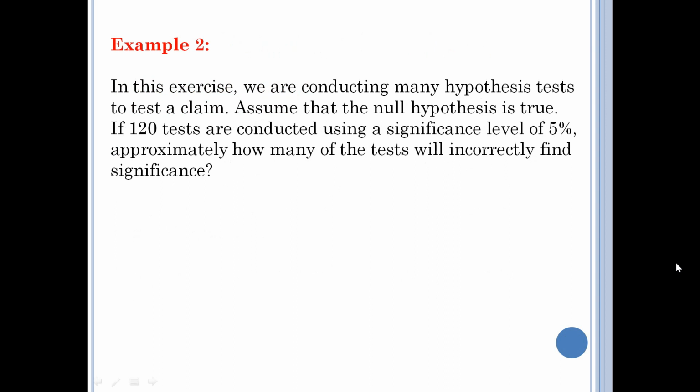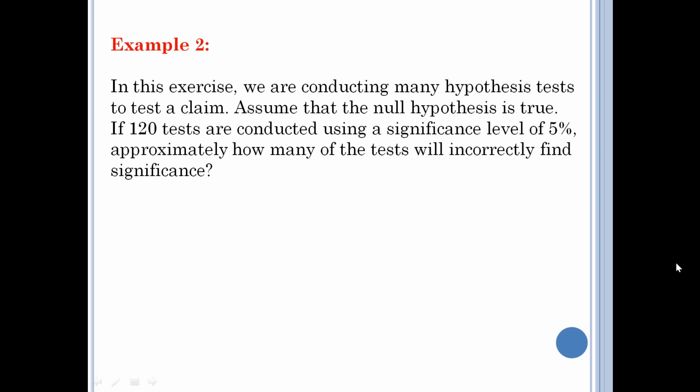So look at example 2. In this exercise, we are conducting many hypothesis tests to test a claim. Assume the null hypothesis is true. So in this case, we know that the null hypothesis is true. Basically, we shouldn't reject this null hypothesis. If 120 tests are conducted using a significance level of 5%, approximately how many of the tests will incorrectly find significance? So out of the 120 tests, how many of them will be false positive?